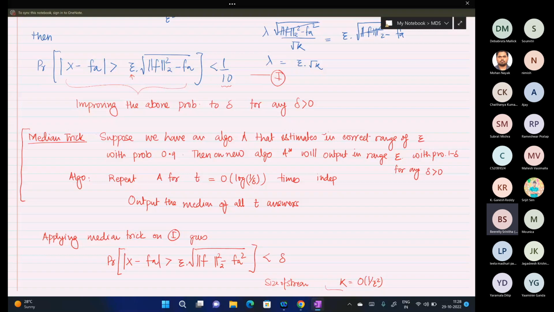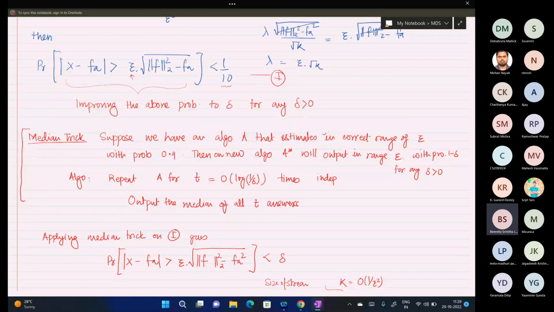I'm not giving the proof of the median trick. The statement of the median trick is that suppose we have any algorithm in which the probability of error is at most some constant. Then by repeating the same algorithm t times, where t is order log 1 by delta, and taking the median of the corresponding estimators and reporting that as the final result, we can bound the probability of error to be delta, where delta is sufficiently close to 0.